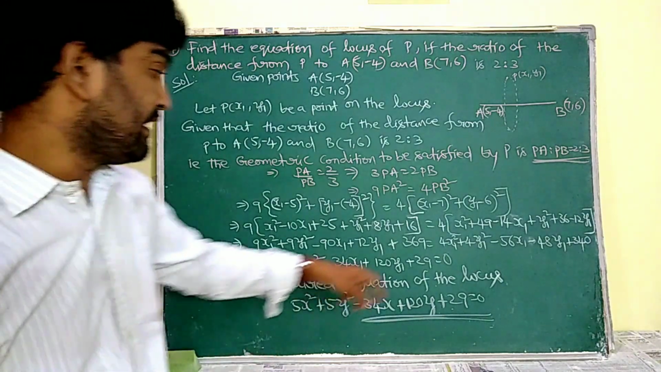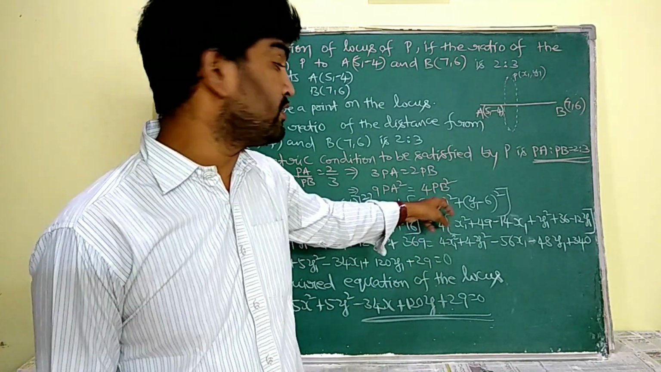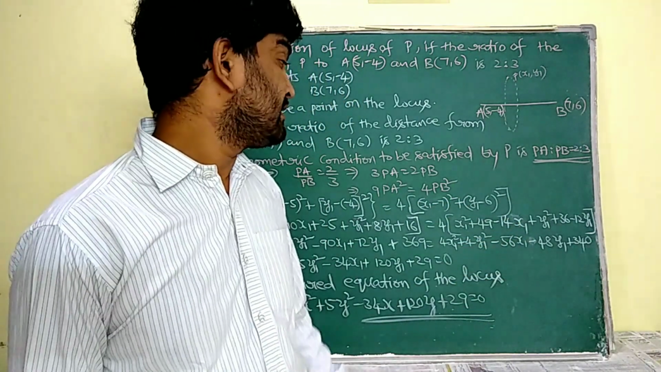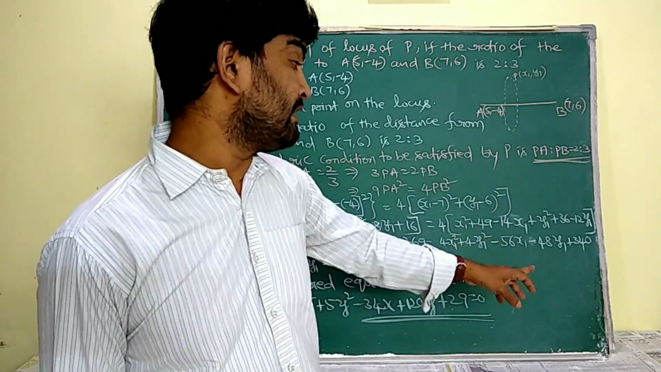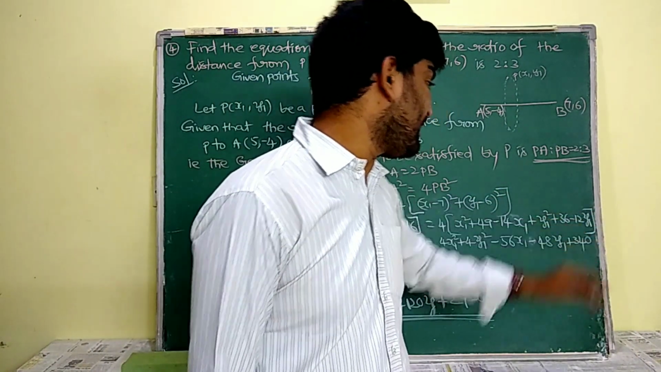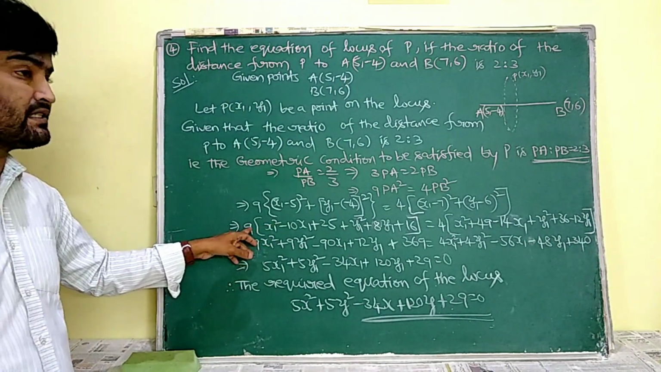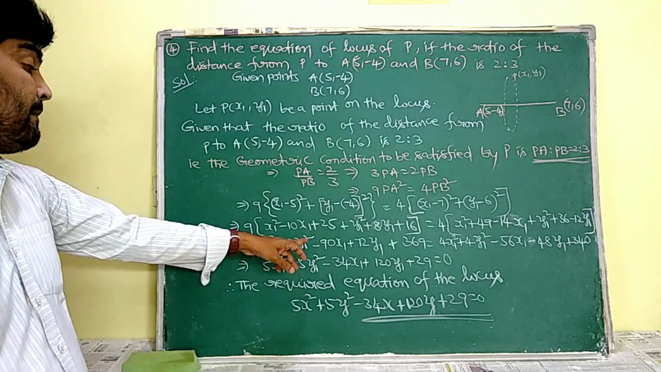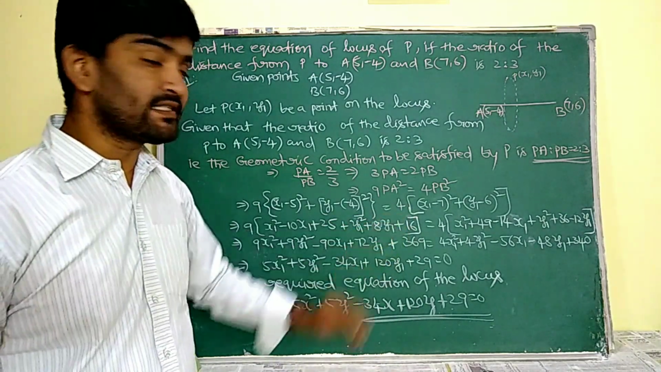Now, similarly, (x1 minus 7) whole square is in the form of (a minus b) whole square, so x1 square plus 49 minus 14x1, and (y1 minus 6) whole square is again in the form of (a minus b) whole square, so y1 square plus 36 minus 12y1. Now multiply this entire equation with this 9. So that is 9x1 square plus 9y1 square minus 90x1 plus 72y1 plus 369.